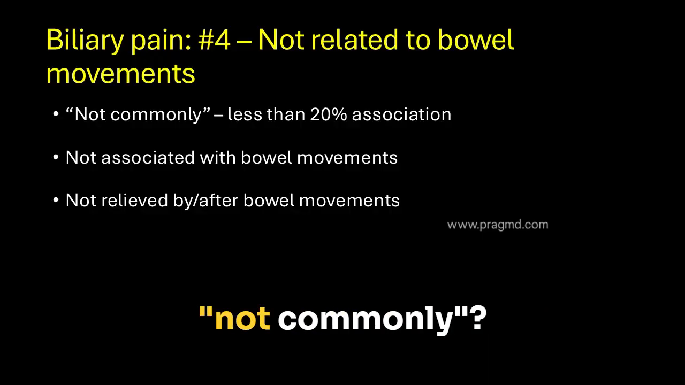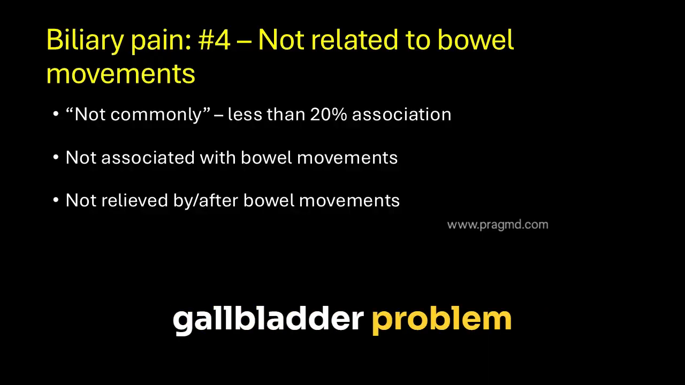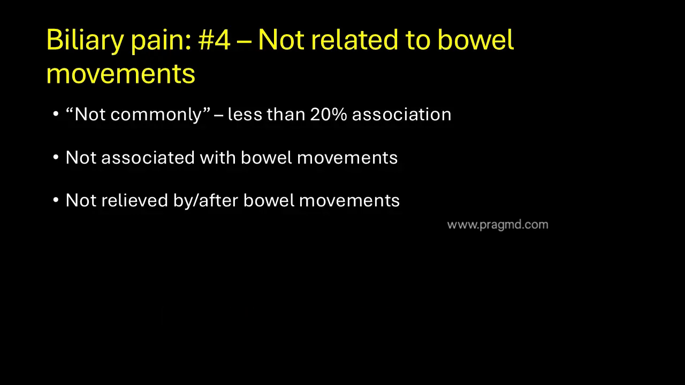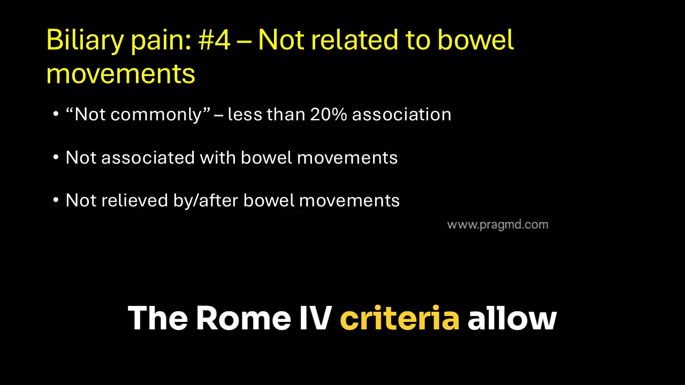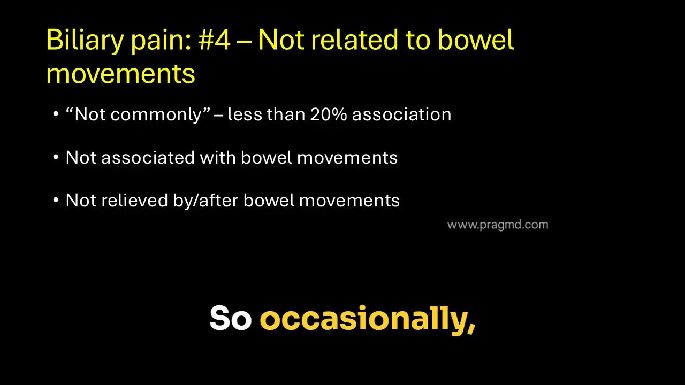Now notice I said not commonly. It's because we don't want you to miss a gallbladder problem, because once in a while it was followed by bowel movements. The Rome 4 criteria allow for up to 20% association with bowel movements. So occasionally, sure, there might be some overlap.